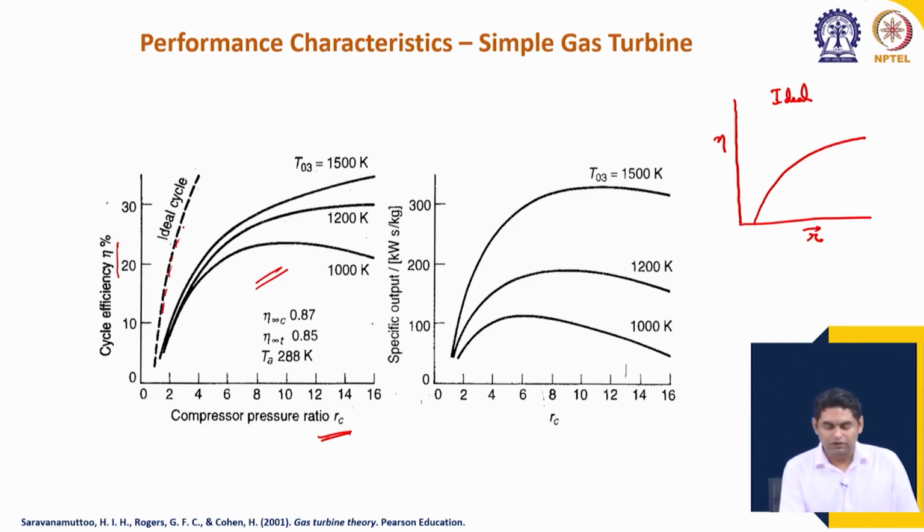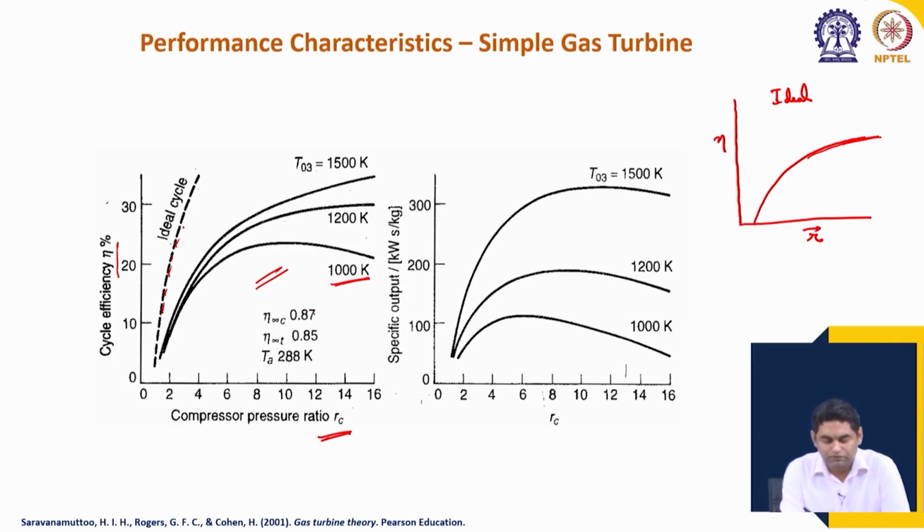As you can see, if the maximum temperature is less, say 1000 Kelvin, we get a significantly lower efficiency, and the efficiency keeps on decreasing after some time. Unlike the ideal cycle, where it was not decreasing at all, it just kept on increasing. Here it goes to a maximum value and keeps on decreasing. Then at a higher temperature, it increases further, but again it will start decreasing after some point.